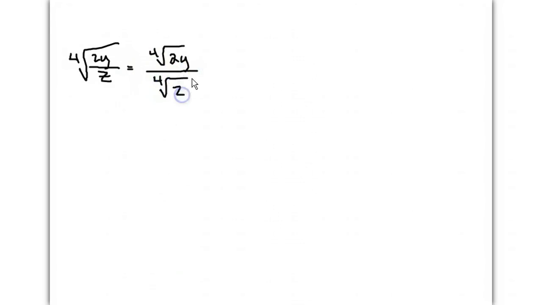Okay, let's try one more fourth root. So let's say we have the fourth root of 2y over z. So what that equals is the fourth root of 2y divided by the fourth root of z. So we have 1 z under there, we need 3 more, so we multiply that times the fourth root of z to the third. And so also the top gets multiplied by the fourth root of z to the third.